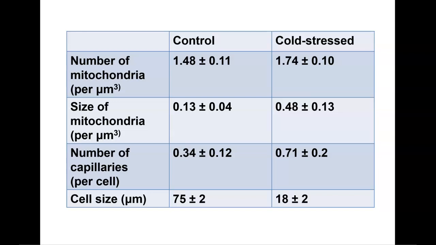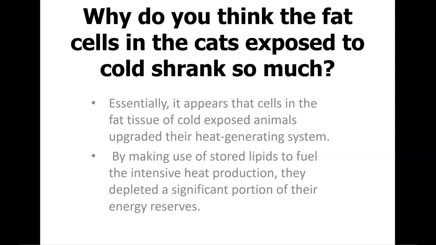So looking at the table, why do you think fat cells in the cats exposed to the cold shrink so much? Well, like we said, essentially it appears that the cells in the fat tissue upgraded their heat generating systems, and in order to do this, it's going to have to use that lipid storage, which was found in these cells, as its energy source. So it needed more energy, and it got it from those fat cells.